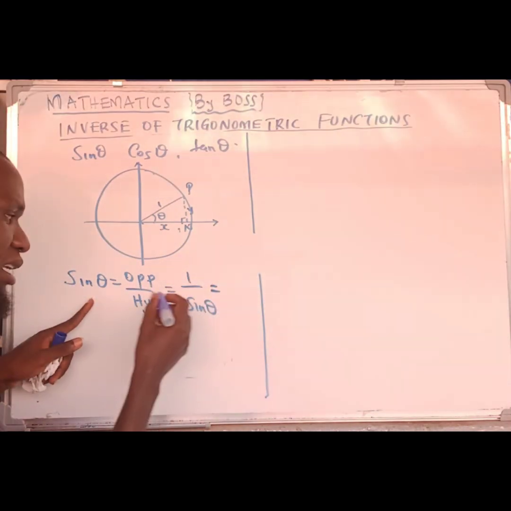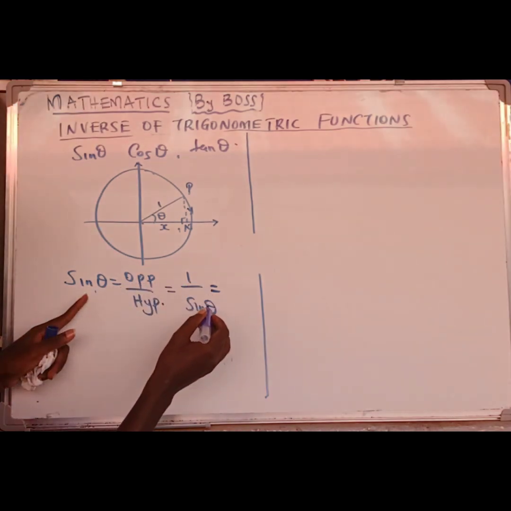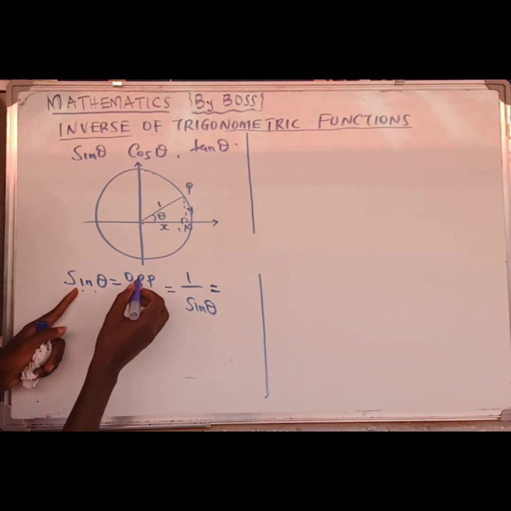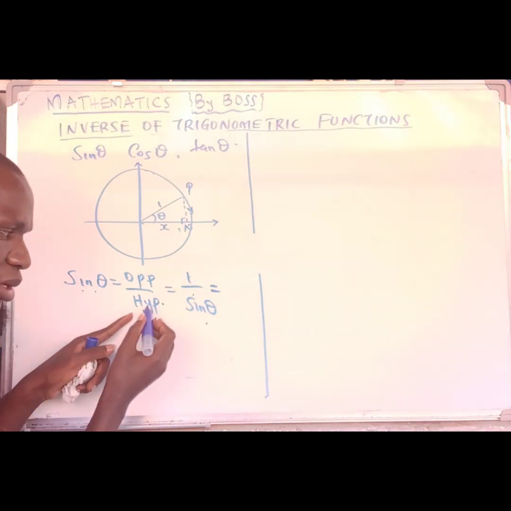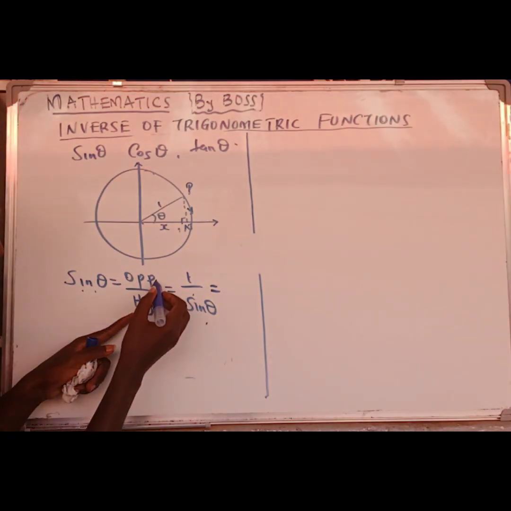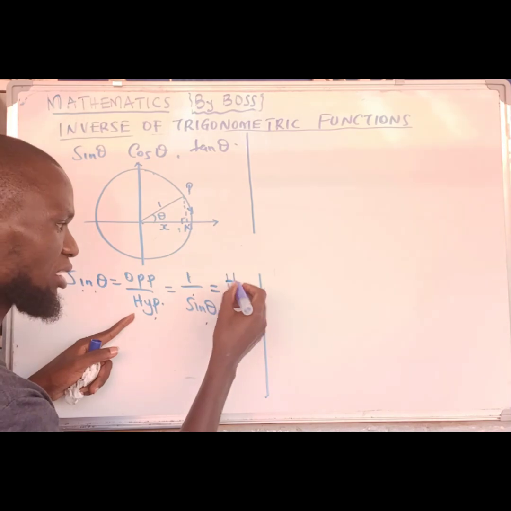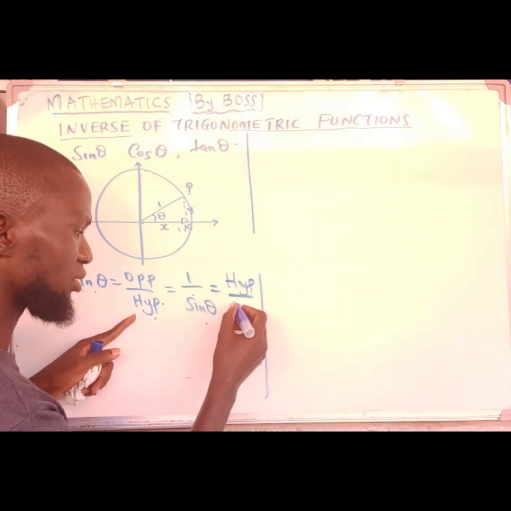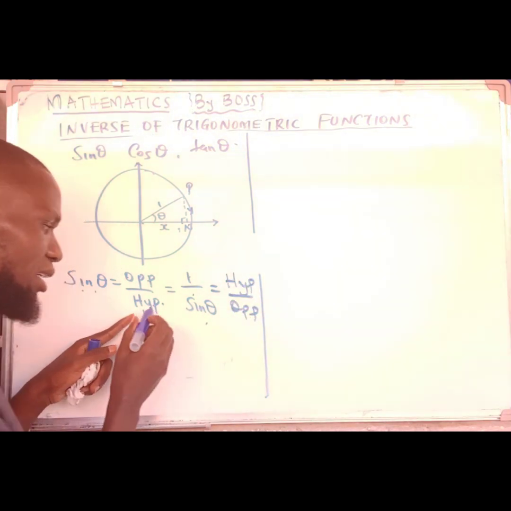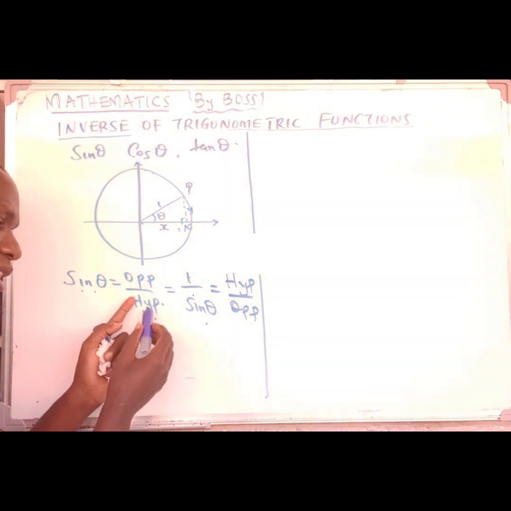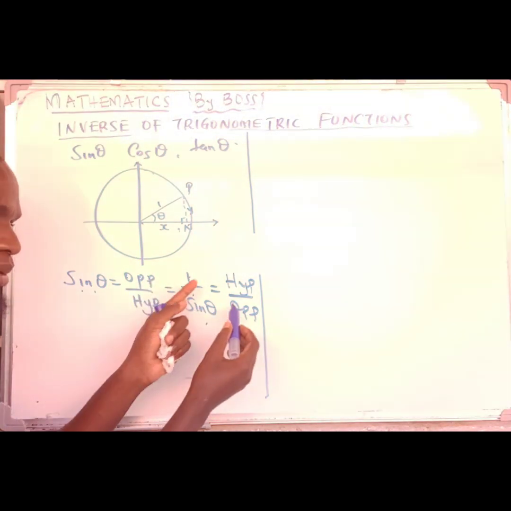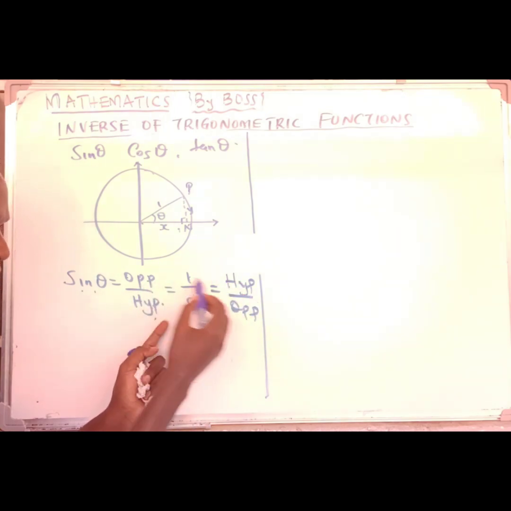That means that if the reciprocal of sine theta is 1 over sine theta, then since sine theta is opposite over hypotenuse, 1 over sine theta will be the reciprocal of these two. We interchange opposite and hypotenuse. So you can see that hypotenuse will go to the numerator and opposite will go to the denominator. They are going to swap. Hope you can see that.